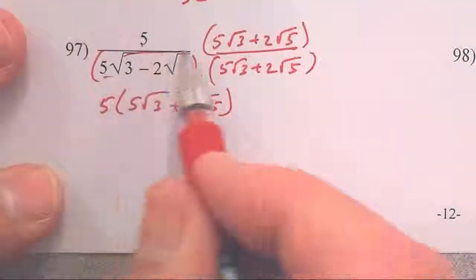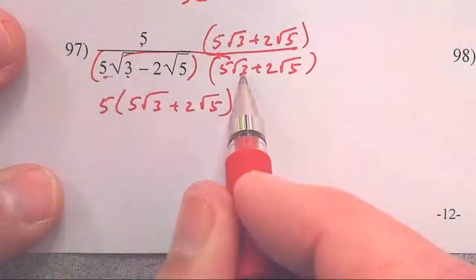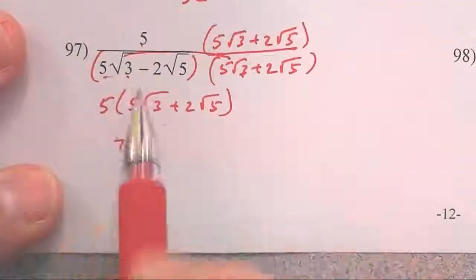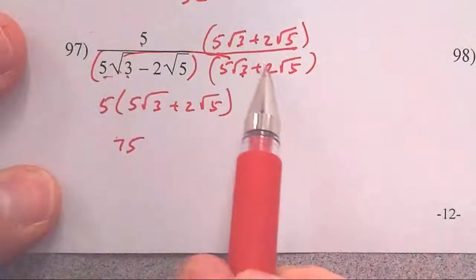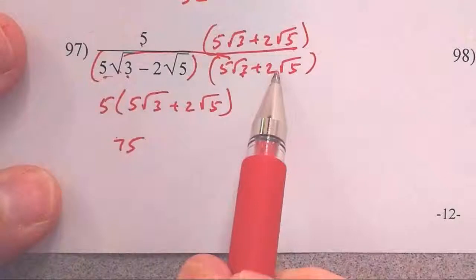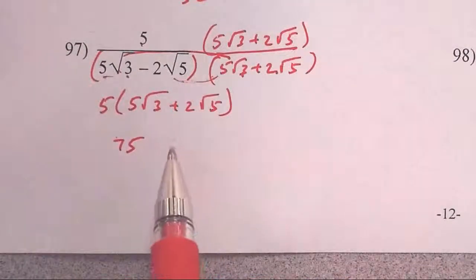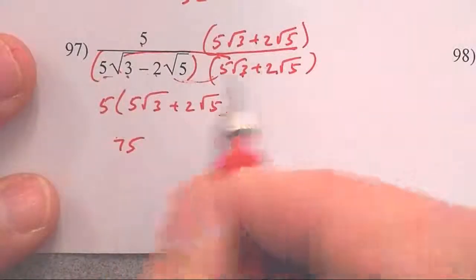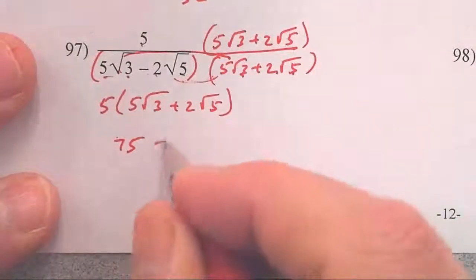I get 25 root 3 times root 3, 3. 25 times 3, I get 75. Then I get, outside, follow it, plus 10 root 15s, insides, minus 10 root 15s, they cancel. And then I end up with a minus 2 times 2, 4, and a root 5 times root 5, 5, minus 4 times 5, minus 20.